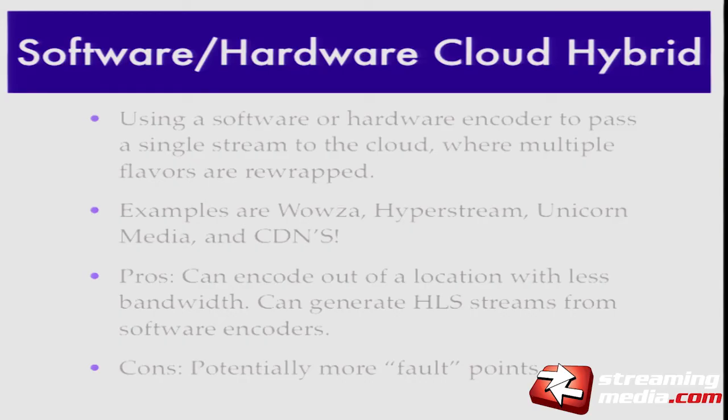Which kind of gets me to what I'm going to call the software-hardware cloud hybrid. This is where you're using a software encoder or a hardware encoder, but you're passing a single stream or a set of streams, generally RTMP, to the cloud, where all your other renditions are then getting rewrapped. Some examples of that are Wowza, Hyperstream, Unicorn Media does it, and now all the CDNs are getting into that business.